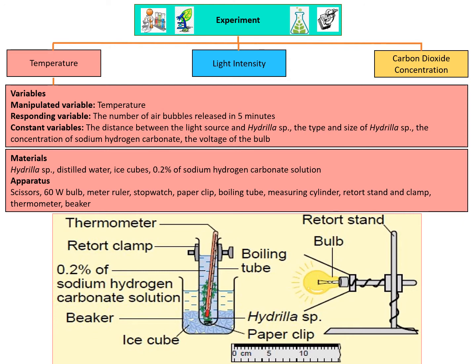So this is the setup of the experiment. You can see here the ice cube. In the previous diagram there is no ice cube, because this one involves studying the effect of temperature on photosynthesis.